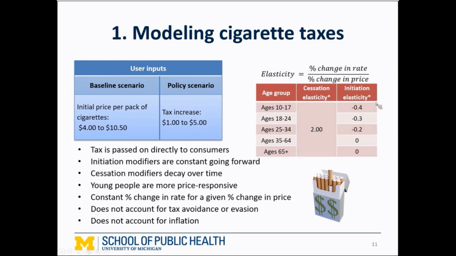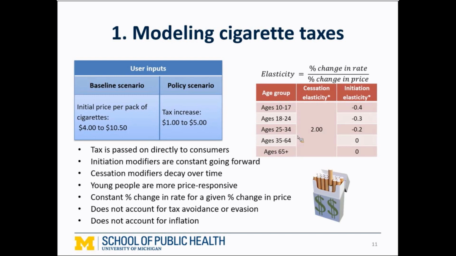The model estimates that a 10% increase in price translates into a 20% increase in smoking cessation probabilities for individuals at all ages. And these values were selected to conform with literature on the effects of cigarette taxes on smoking prevalence. The price elasticity represents the percent change in smoking relative to the percent change in price. And so the initiation and cessation modifiers that are used in the model depend on these elasticities.